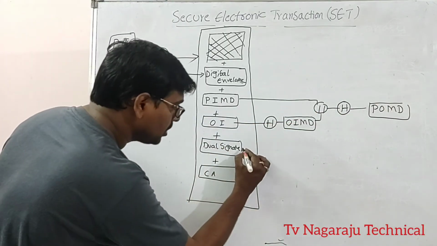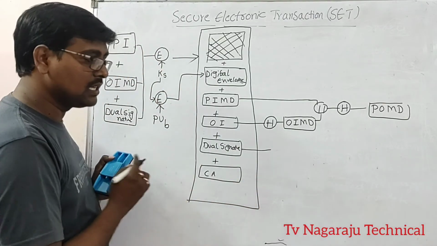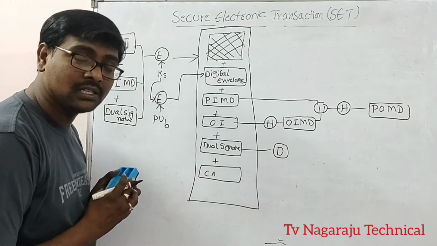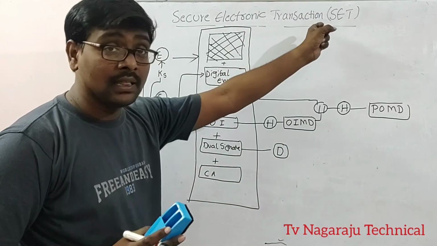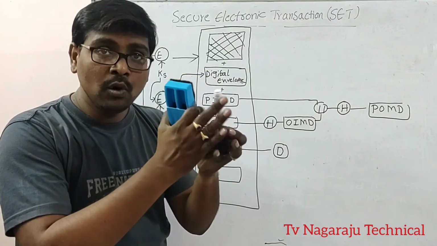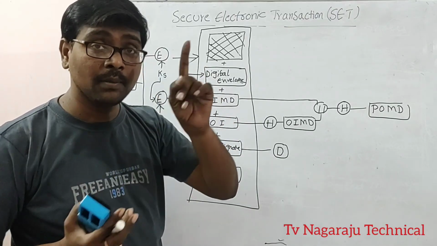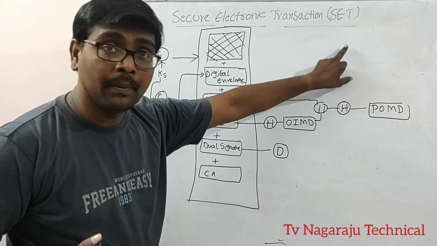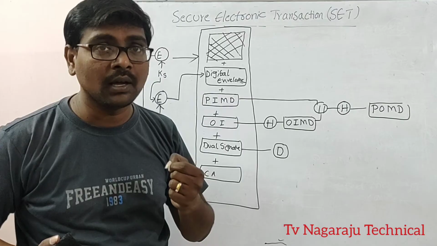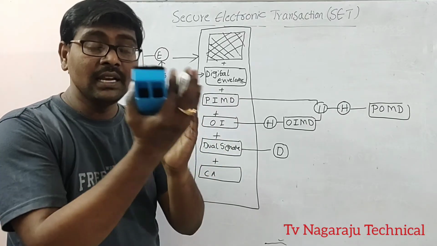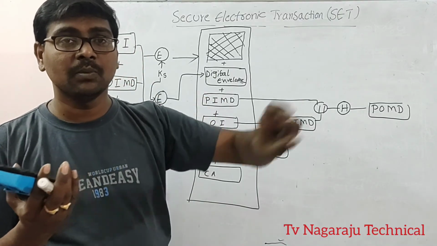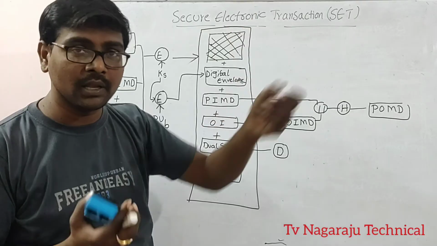In a similar fashion, you know the digital signature. Decrypt the digital signature. Remember, in the first step, how to generate the dual signature? The POMD is encrypted by using the private key of the customer. Now the dual signature is decrypted by using the public key of the customer. It automatically generates POMD, the reverse process.